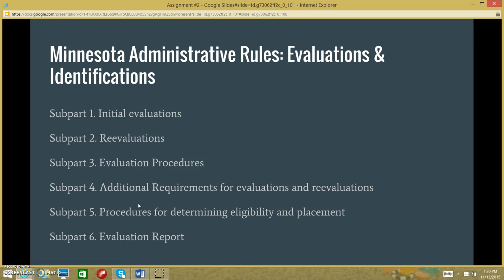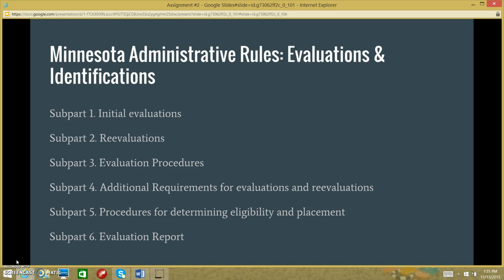Minnesota Administrative Rules, Evaluations and Identifications. Initial evaluations. A school district shall conduct a full and individual initial evaluation. The initial evaluation should consist of procedures to determine whether a child is a student with a disability that affects the child's educational performance as defined by the Minnesota statute, who needs special education and related services, and to determine the educational needs. Informed consent of the parent of the child before the evaluation is conducted must be obtained. A district may not override the written refusal of a parent to consent to an initial evaluation or re-evaluation. Parental consent for evaluation should not be construed as consent for placement or receipt of special education and related services. Next, reevaluations. Reevaluations must be conducted every 3 years and/or if a parent or teacher requests one.